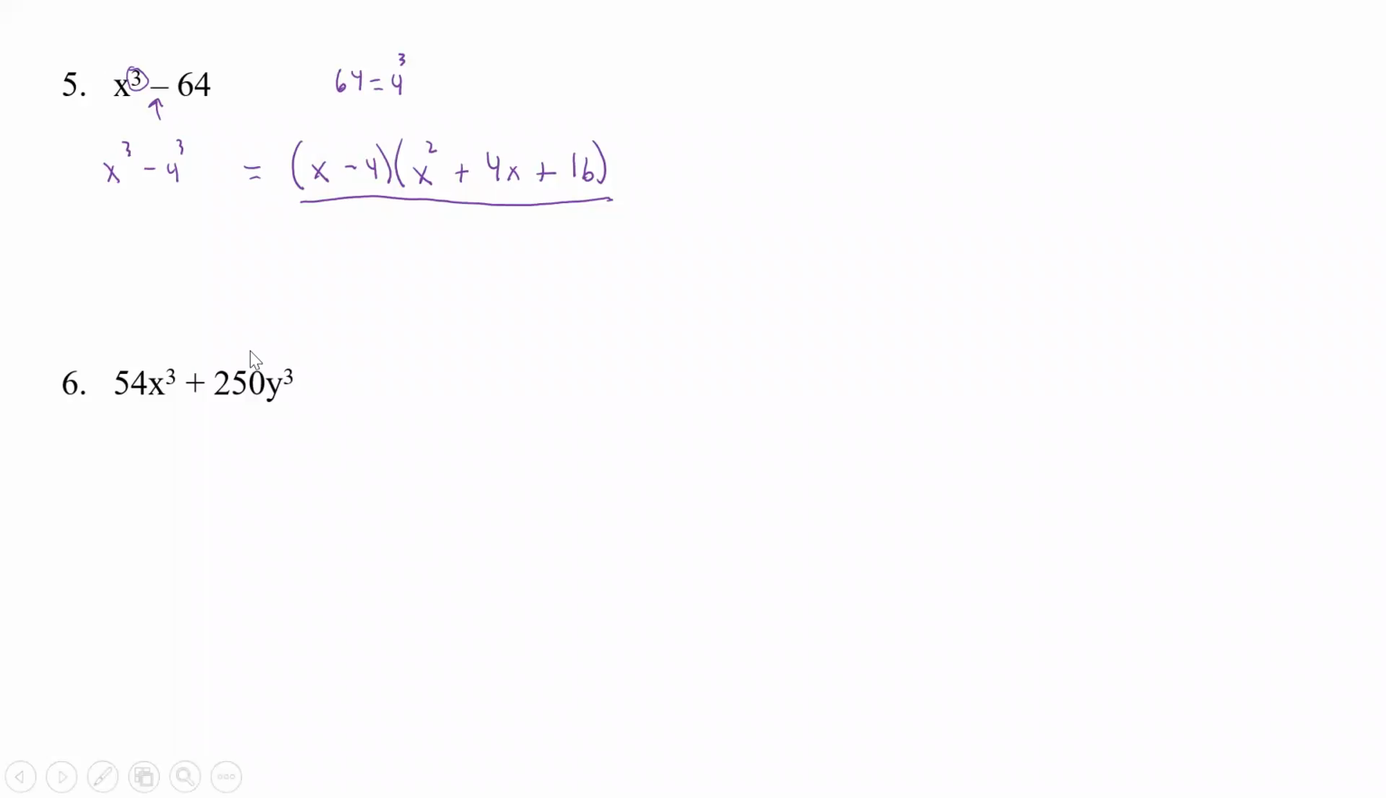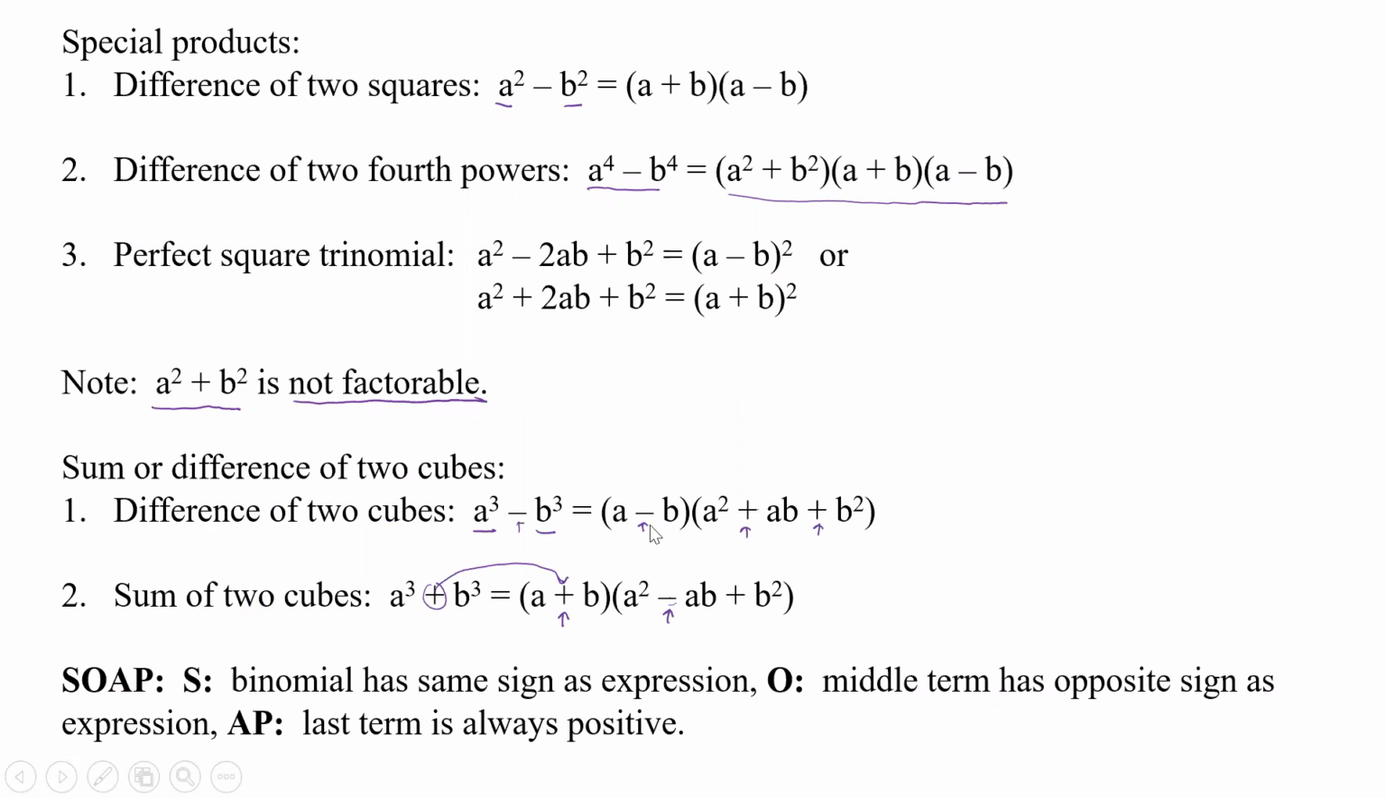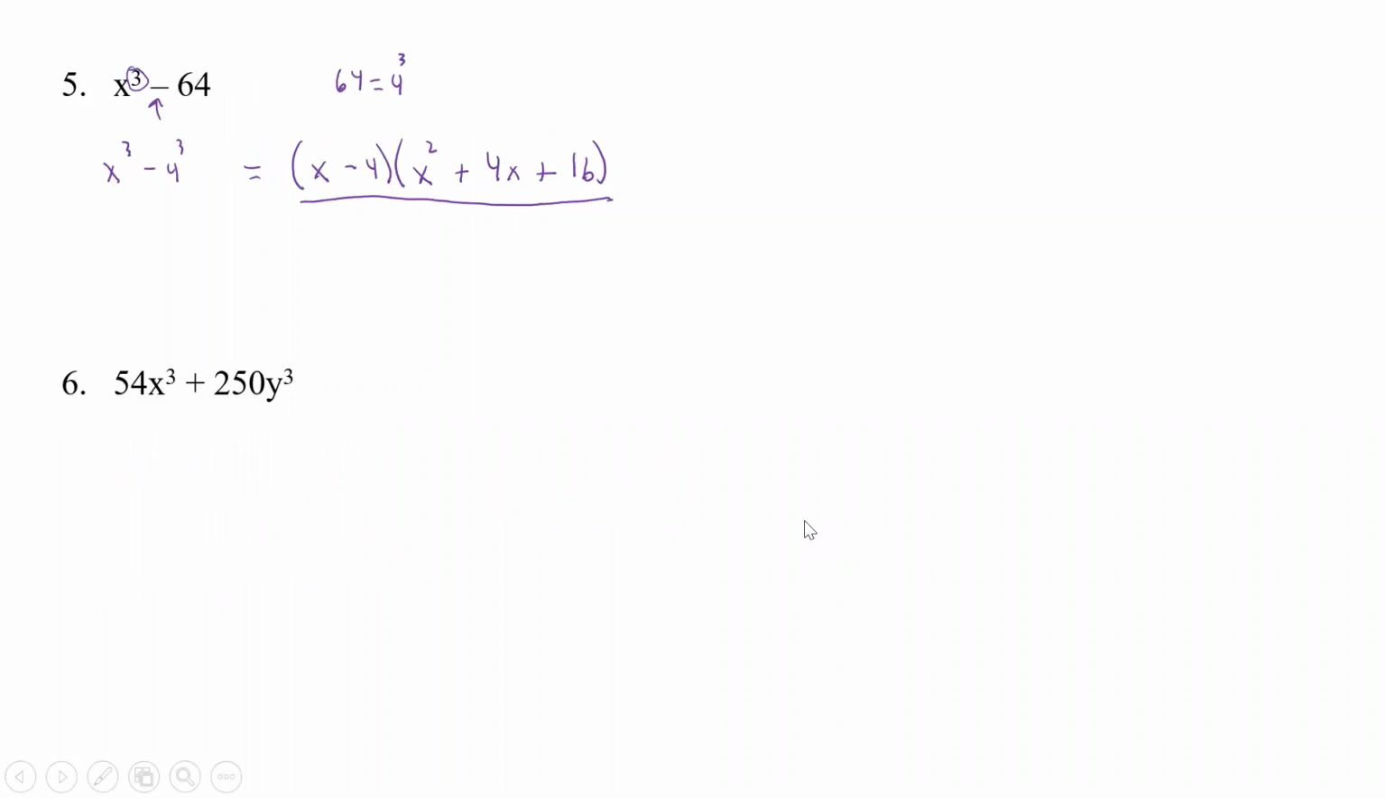So again, if we go back to the beginning, our difference of cubes is going to be a minus b times a squared plus ab plus b squared, which is what we've done here. So a minus b times a squared, and then plus a times b plus b squared. Okay. All right, so this one, well, I noticed they're both even, and 54 isn't a perfect cube.